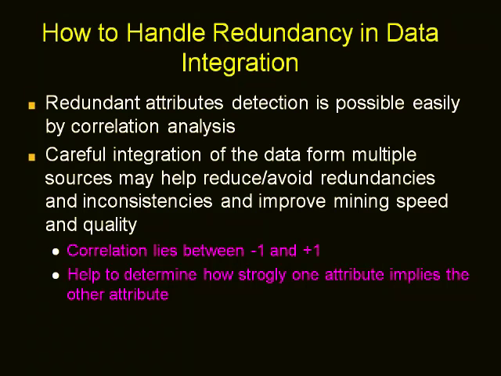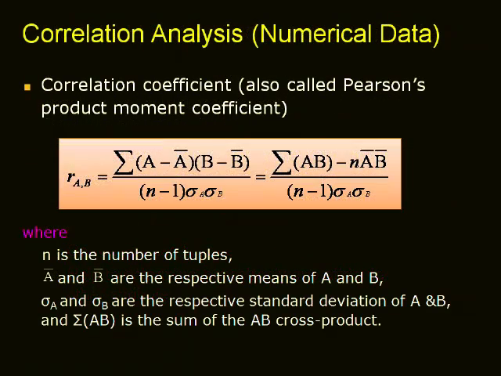Now the question is, how do we determine such coefficients? The correlation coefficient always lies between -1 and +1. But the question is, how do we compute it? For numerical attributes, by using correlation analysis between the two attributes, we can determine how strongly one attribute implies the other on the given data.